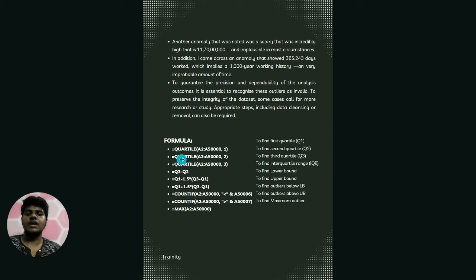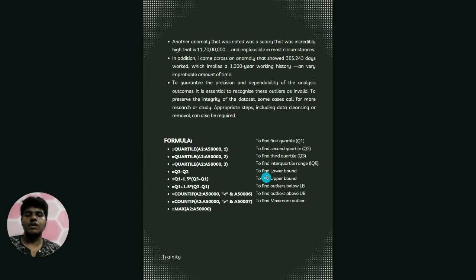These are the formulas I have used for this analysis. For the quartile function, this formula is used to determine quartile 1. This formula is for quartile 2, the second quartile, and this formula is for the third quartile. Q3 minus Q2, that is, third quartile minus second quartile, is for the IQR, to know the interquartile range.